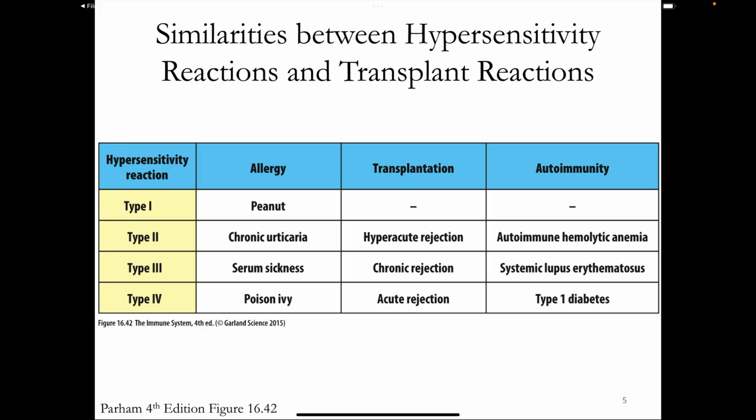Now you might say, hey, Dr. Barker, I'm a little confused. You just were kind of telling us T cells were important.